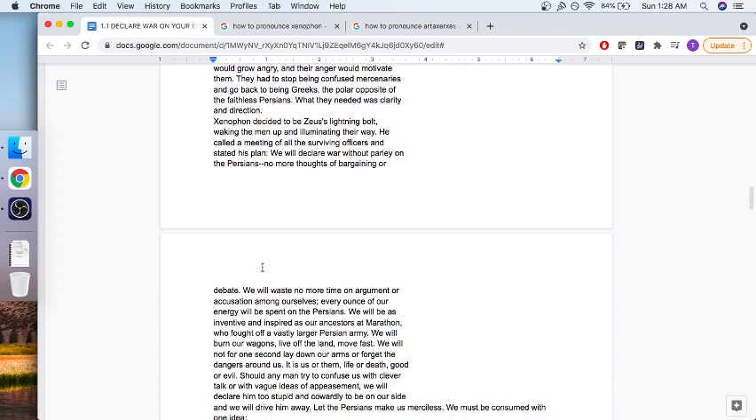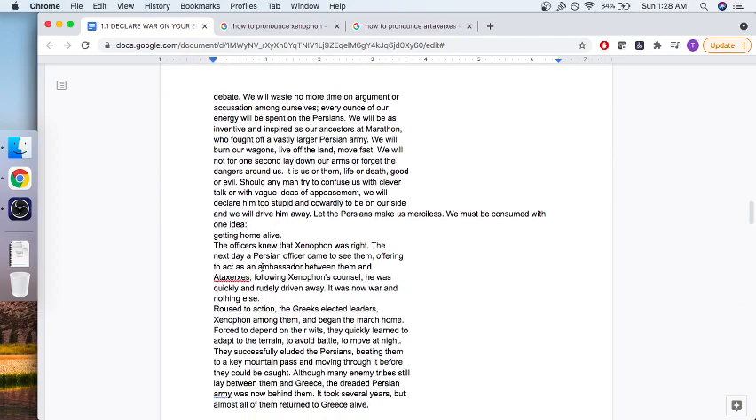He called a meeting of all the surviving officers and stated his plan. We will declare war without parley on the Persians. No more thoughts of bargaining or debate. We will waste no more time on argument or accusations among ourselves. Every ounce of our energy will be spent on the Persians. We will be as inventive and as inspired as our ancestors at Marathon, who fought off the vastly larger Persian army. We will burn our wagons, live off the land, move fast.